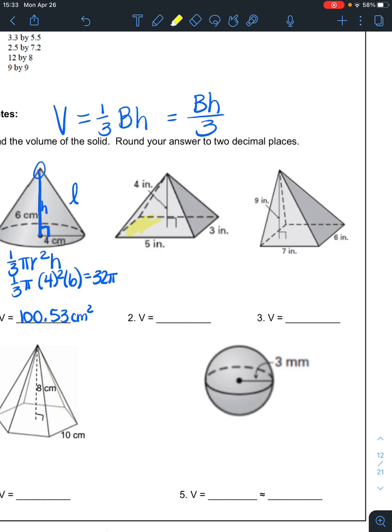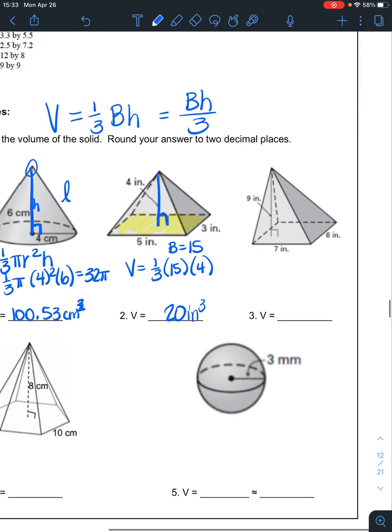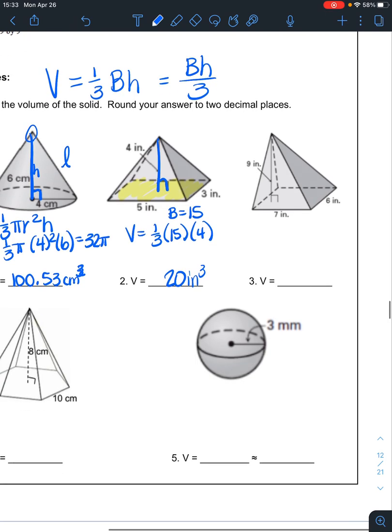Okay, so we've got the same thing for number 2. We need the area of our base. The area of our base would be 5 times 3, which is 15. So the volume is 1/3 the area of the base times the height, and we're looking for that height up through the middle. So it's times 4. 1/3 of 15 is 5, and 5 times 4 is 20. So it'd be 20 inches cubed. Oh, and I said centimeters, but it should be centimeters cubed, not squared.